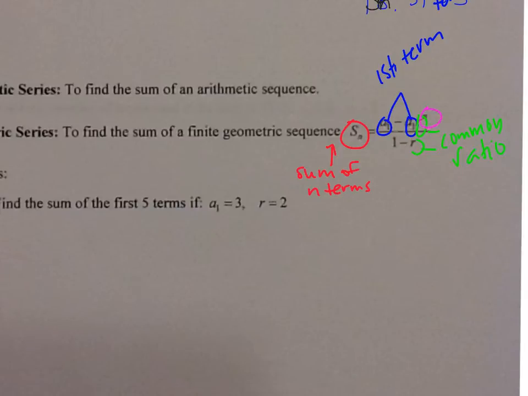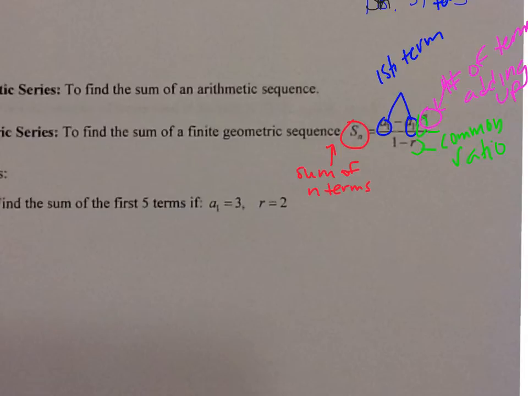So if you're adding up 8 terms, over here would be S sub n, then n would be the number of terms you're adding up. So it's how many terms you're adding up. Okay, so this formula is on the reference sheet. So this formula you would not have to memorize.